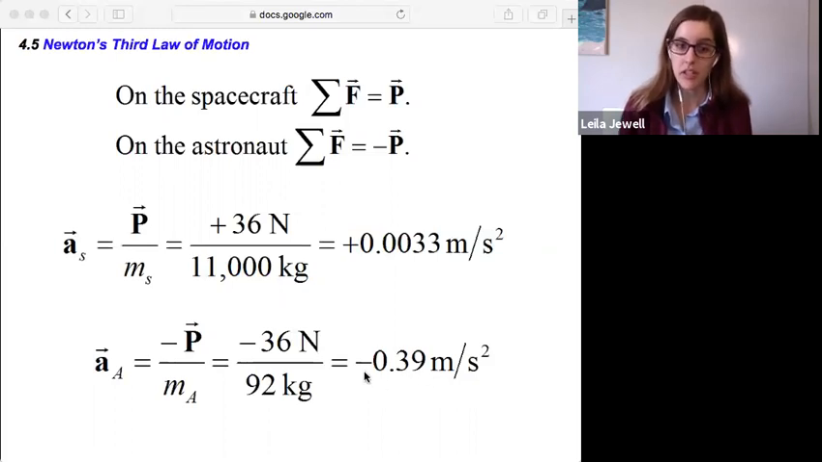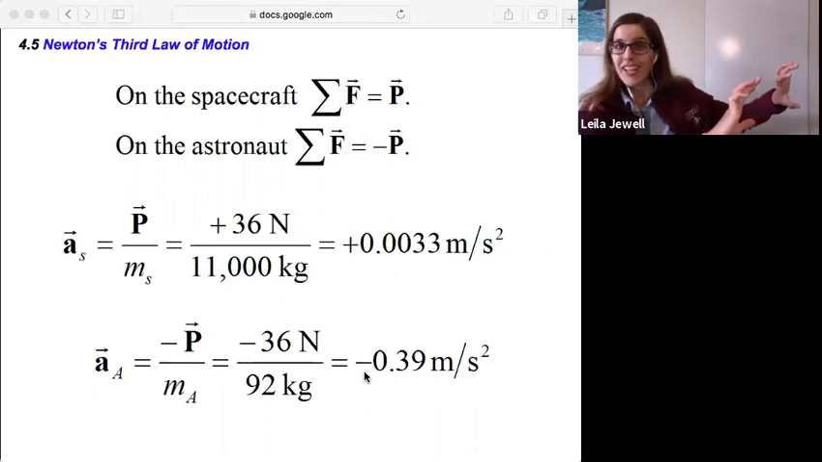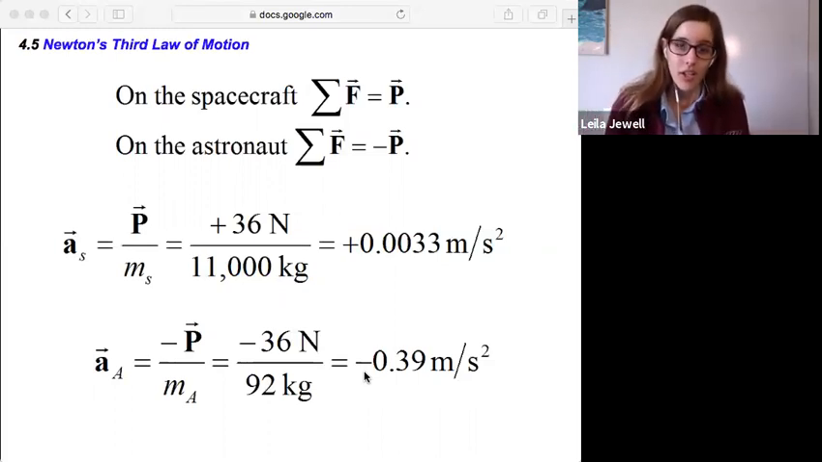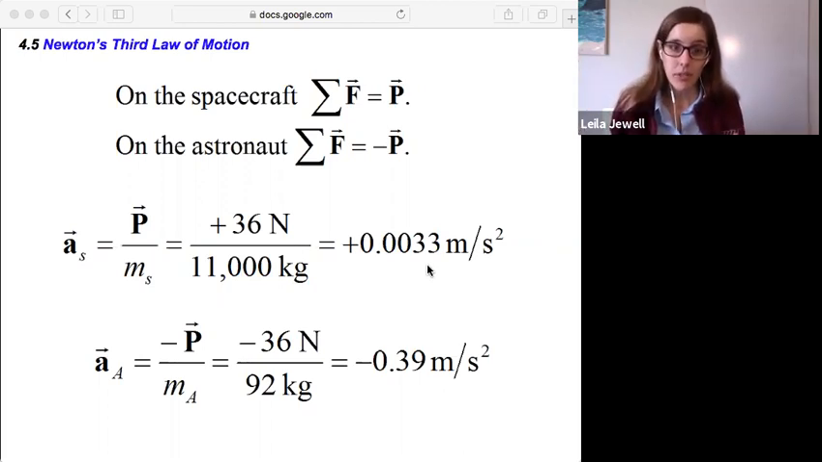Notice first the acceleration of the astronaut is in the negative direction, because in pushing in the positive direction, she's then going to move in the negative direction, the opposite direction. Notice also the relative magnitude of these two accelerations. The astronaut feels an acceleration that is 100 times bigger than that of the spaceship. And that's why it looks like the astronaut's the only one moving, right? That the astronaut has just pushed off the spaceship and is flying away from it.